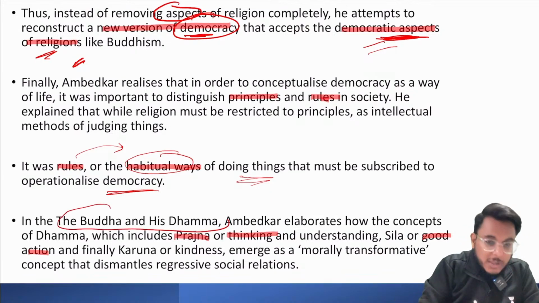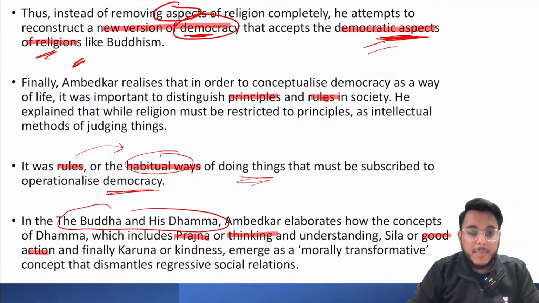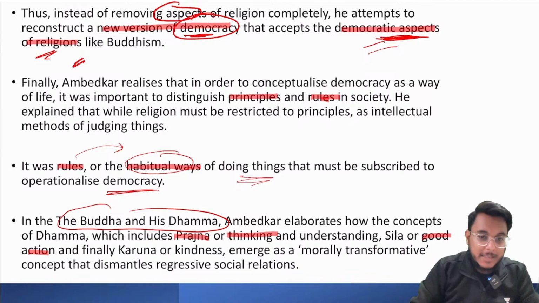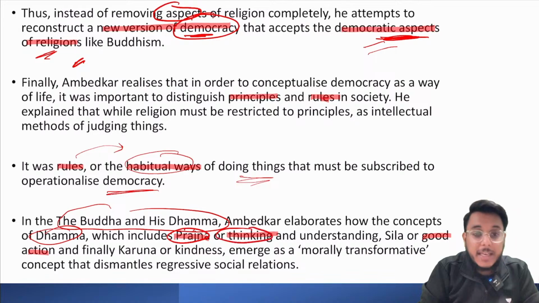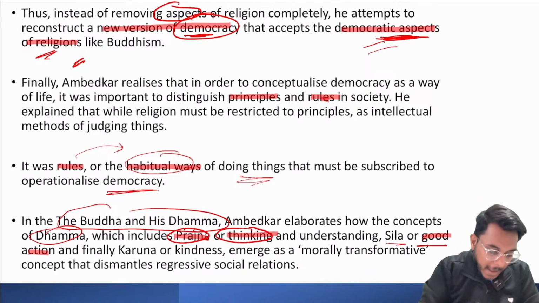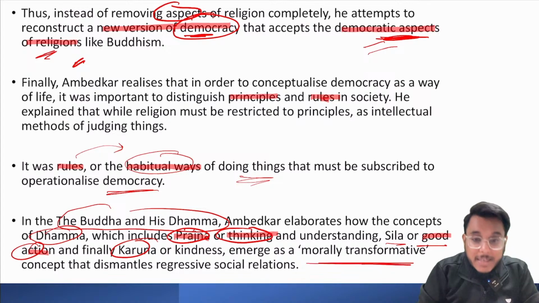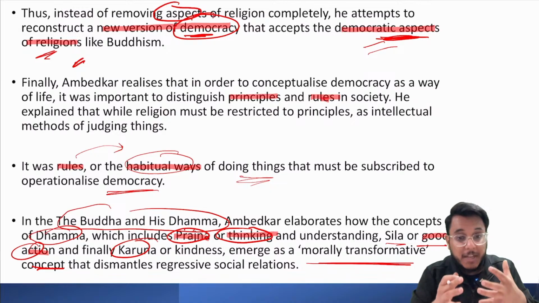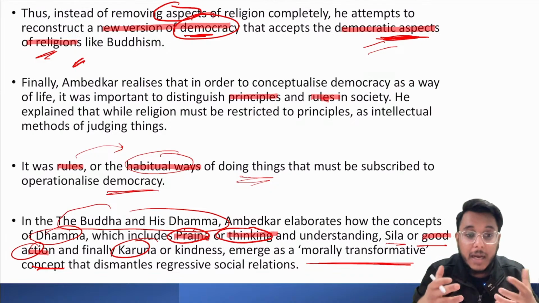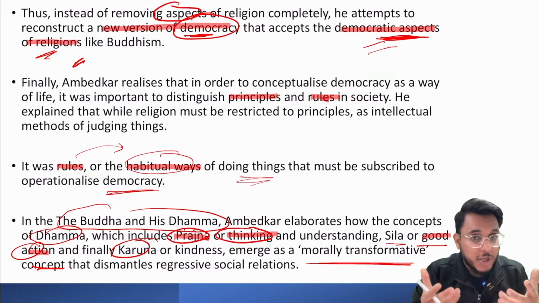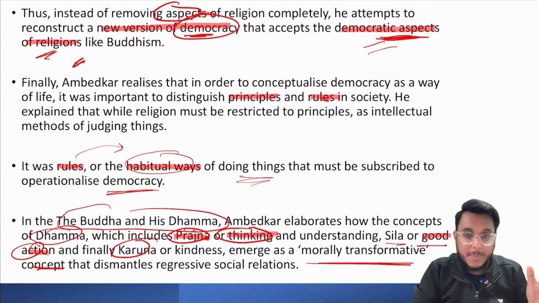In the book Buddha and his Dhamma, Dr. B.R. Ambedkar provides how the concepts of Buddhist Dhamma include pragya, or thinking, understanding, rationality, fine; sil, or good action; and karuna, that is kindness. So all these particular things emerge as morally transformative concepts.